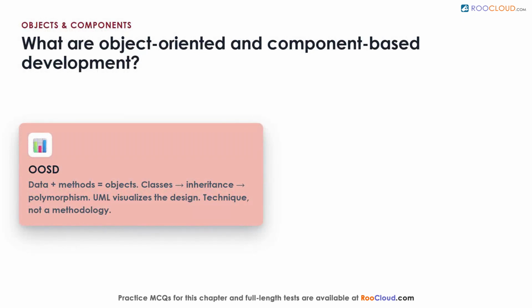What is object-oriented development? It groups data and the procedures that act on it into objects. The data are attributes, and the functions are methods. Objects come from templates called classes. A subclass inherits from its parent, that's inheritance, and the same message can behave differently across objects. That's polymorphism. A common notation here is unified modeling language. It helps visualize complex object-oriented designs. Remember, it's a programming technique, not a full methodology.